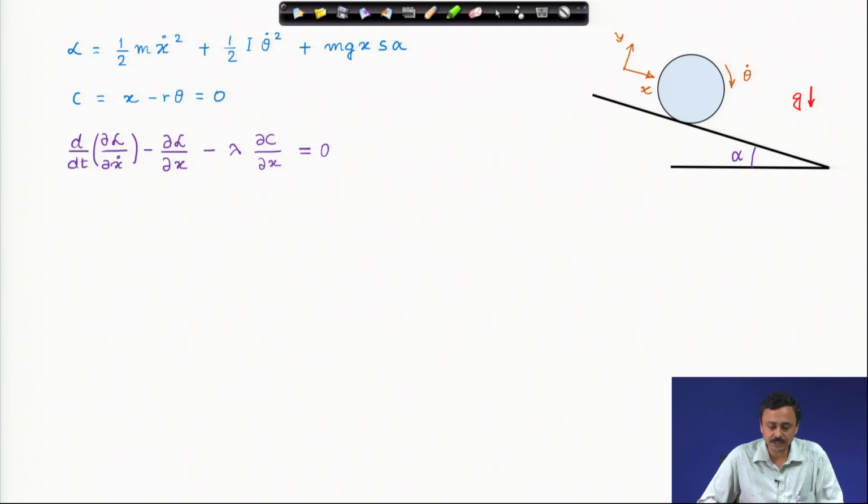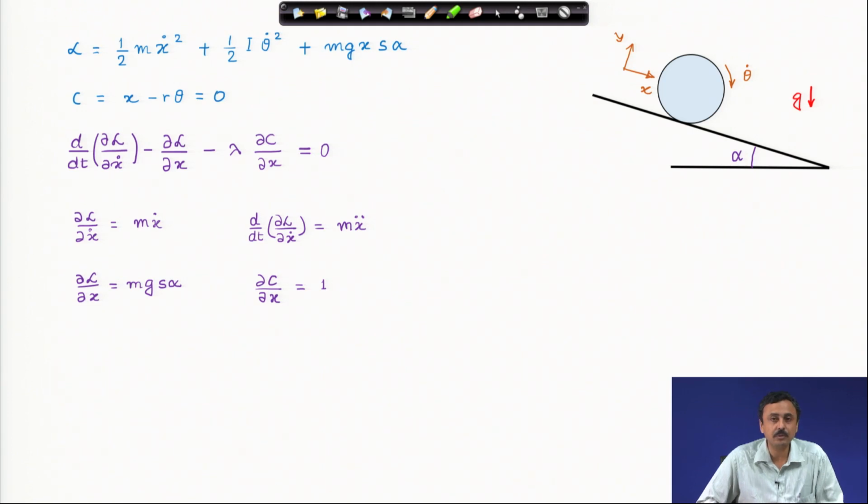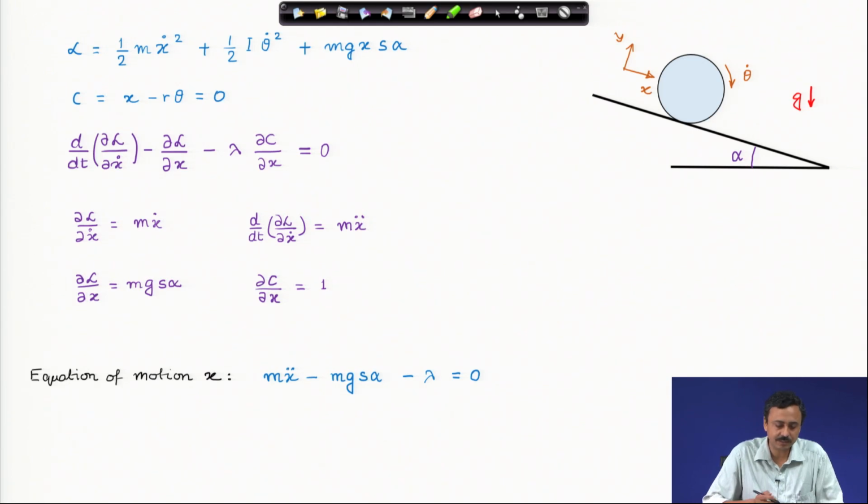The x coordinate first: del L del x dot is straightforward, d dt of that is simple, del L del x, and del c del x is 1. The constraint is written out there at the top. You can check that del c del x is 1. Therefore, we plug in these expressions in the equation of motion and we obtain this as the equation of motion corresponding to the x coordinate.